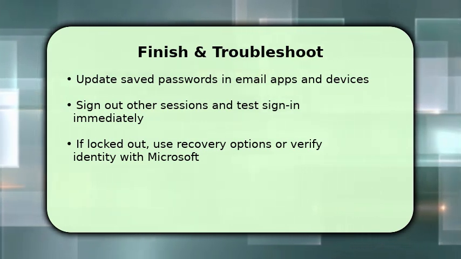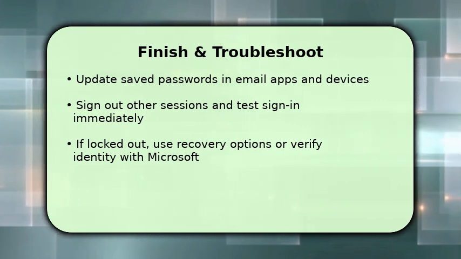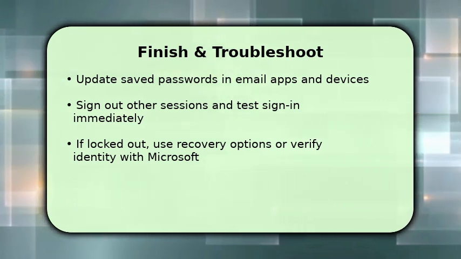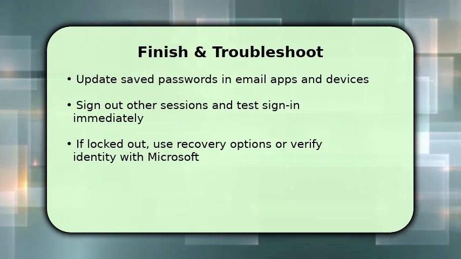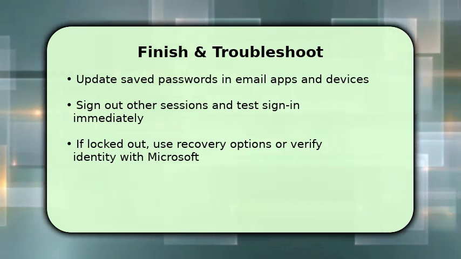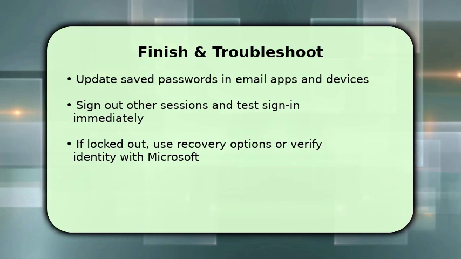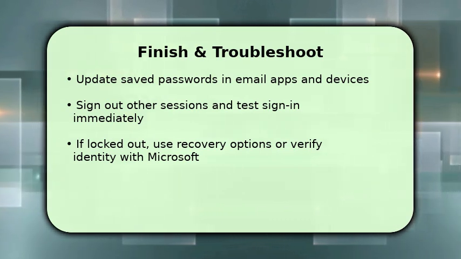If something goes wrong and you're locked out, use the recovery email or phone to request a code, or follow Microsoft's identity verification prompts. This restores access while keeping your account secure. Make sure to re-enable two-step verification.